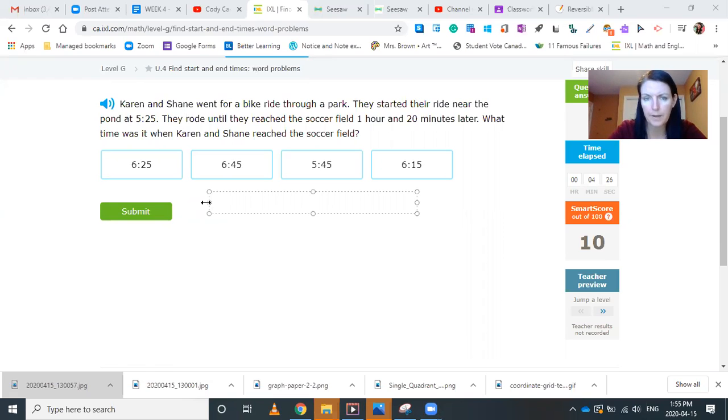So they went for a bike ride through a park. They started, again, hours, minutes, at 5:25. So we're at 5:25. They rode until they reached the soccer field, and that was an hour and 20 minutes later. So we're going to add that hour and 20 minutes. Good. And so what time was it? Let's go.